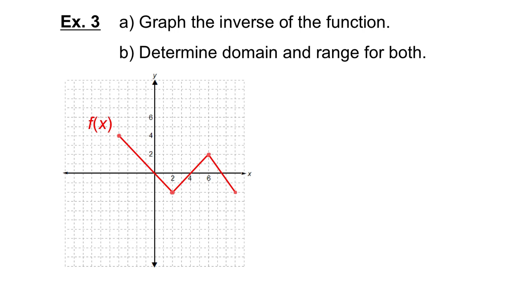Now this is an example I'd like you to try on your own. Graph the inverse of the function, and then determine the domain and range for both the function and its inverse. We're starting with just a graph. I don't have an equation for this one, so you're just going to look at this graph of f of x, and then you're going to try to graph the inverse. And once you've done that, determine the domain and range for both. So pause the video and try this question on your own and see how you do.